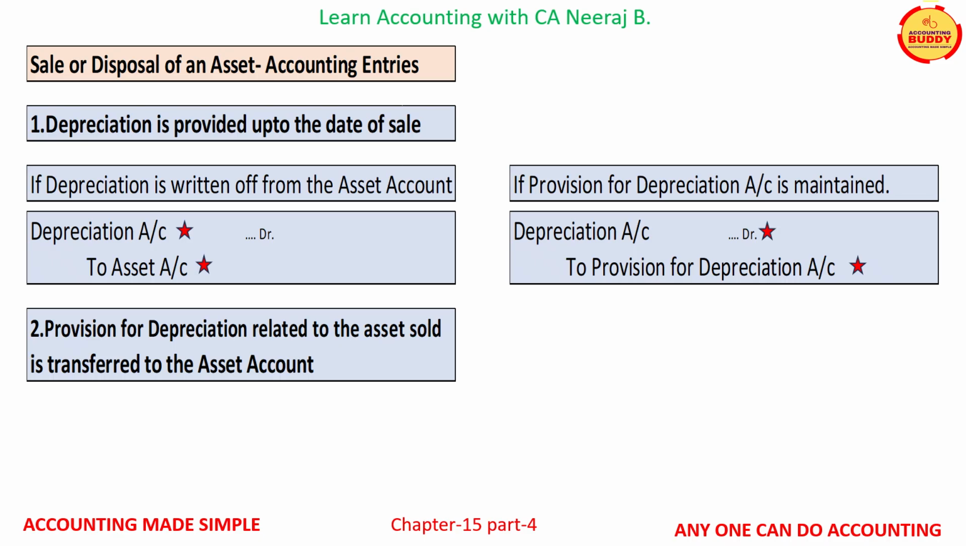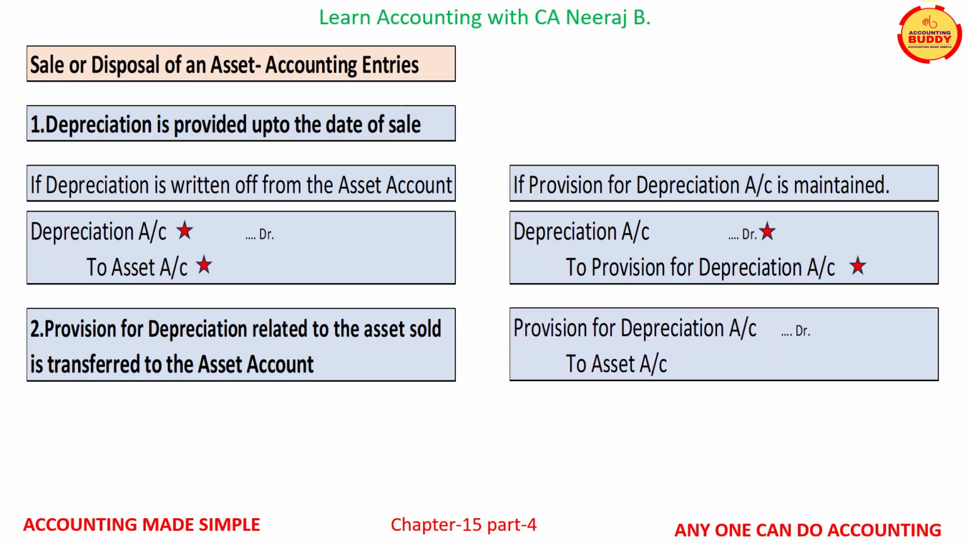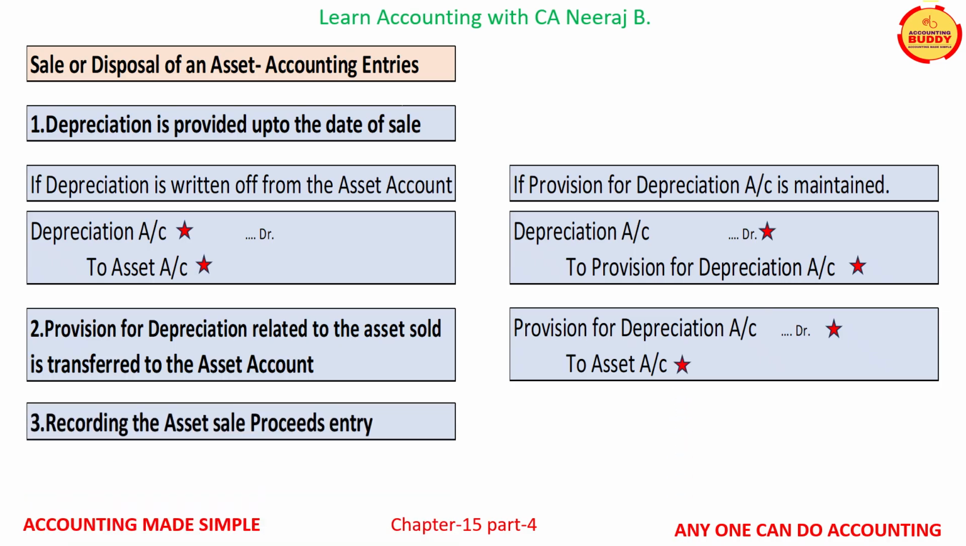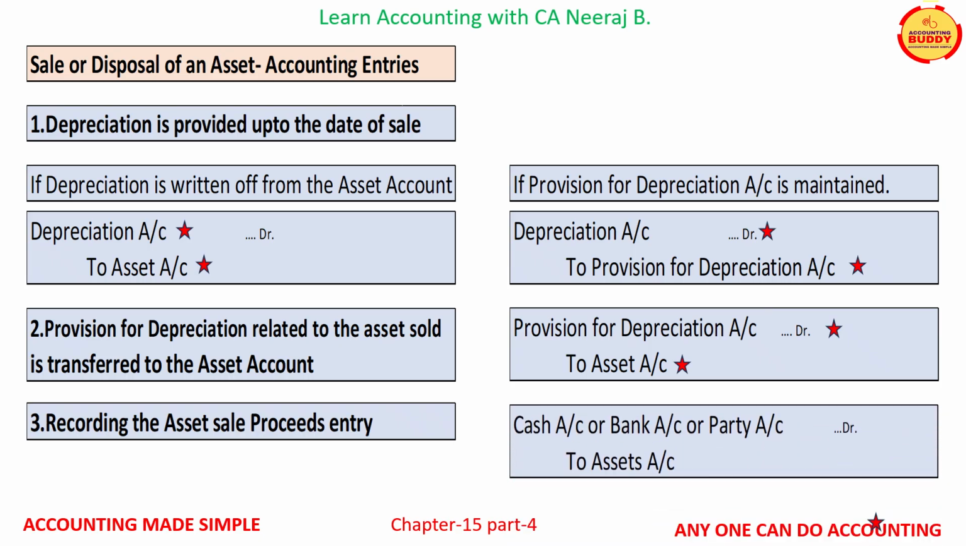Another entry which we need to pass if provision for depreciation account is maintained is that of the provision for depreciation related to the asset sold being transferred to the asset account. Below entry is passed in this regard: debit provision for depreciation account and credit the asset account. Asset sales proceed entry is recorded by passing the below entry: debit cash or bank or the receivables as the case may be, and credit the asset account.